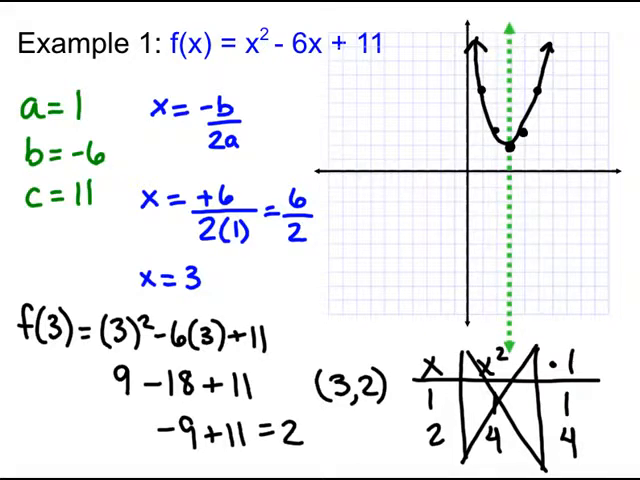Now, if you wanted to, you could find your y-intercept, even though it wouldn't fit on this graph. All we would have to do is plug 0 in, which would give you 0 squared minus 6 times 0 plus 11, which just gives us that constant of 11. So when things are in standard form, the y-intercept is actually just the c value.